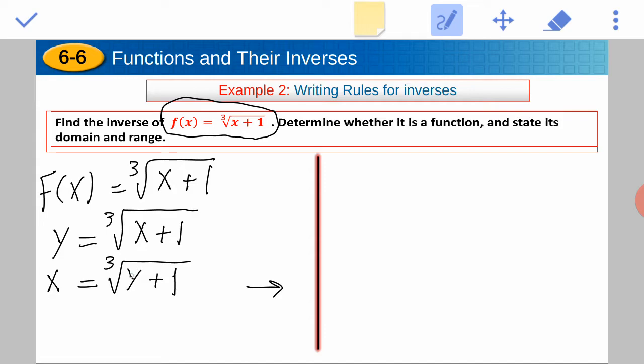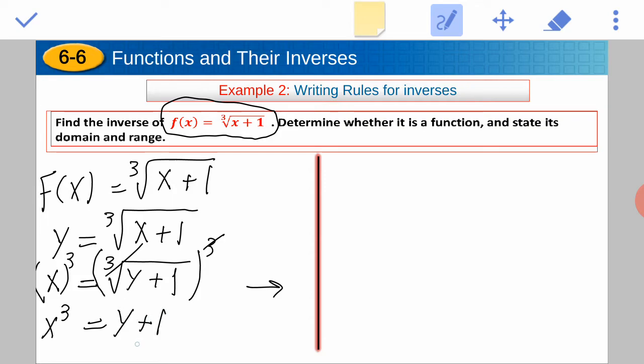How do I isolate something underneath a cube root? We need to undo the cube root. To undo the cube root, you need to raise both sides to the power 3, because power 3 and the cube root undo each other. x to the 3 on the left hand side is equal to, power 3 and the cube root cross out each other, so y plus 1.